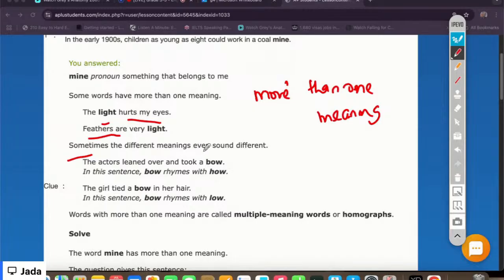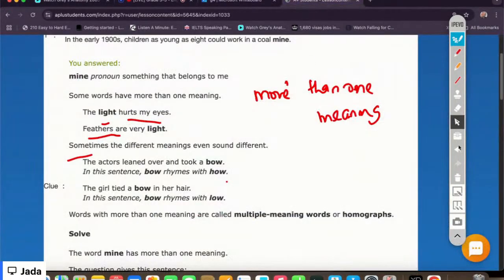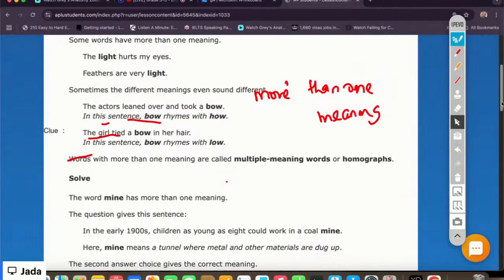Sometimes the different meanings even sound different when you pronounce them. Now we can say the actors leaned over and took a bow. Now in this sentence, bow rhymes with how. The girl tied a bow in her hair. So you can see that in this sentence, the bow rhymes with low. So sometimes they could have the same spelling, but they sound different. So basically, they have different meanings and the same spellings. So let's look at some more examples.